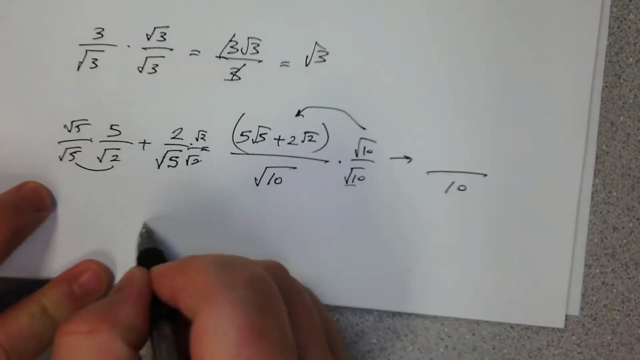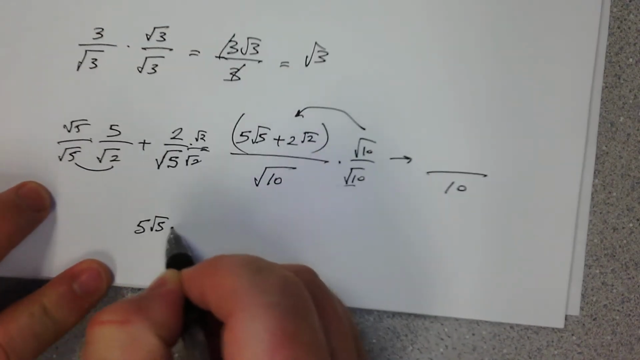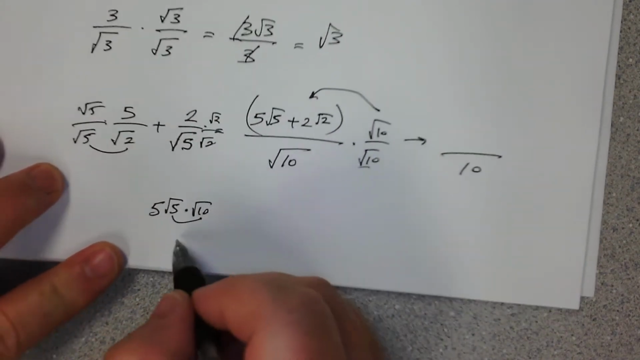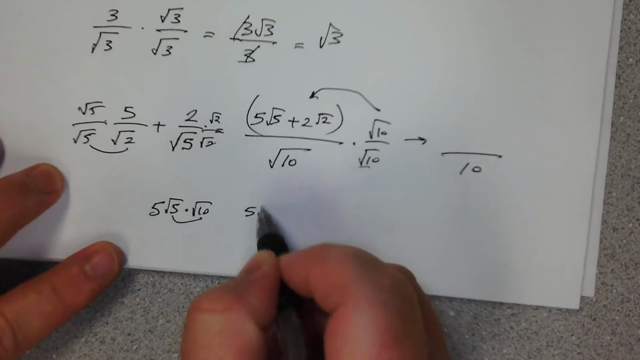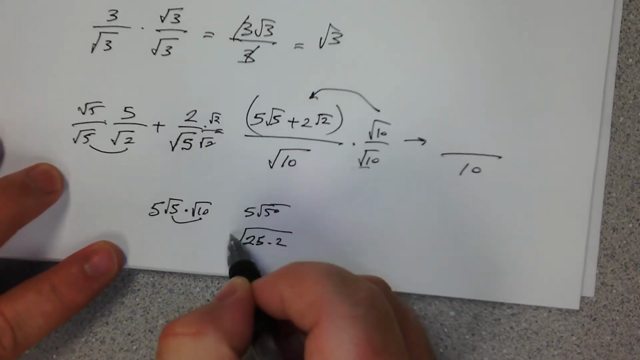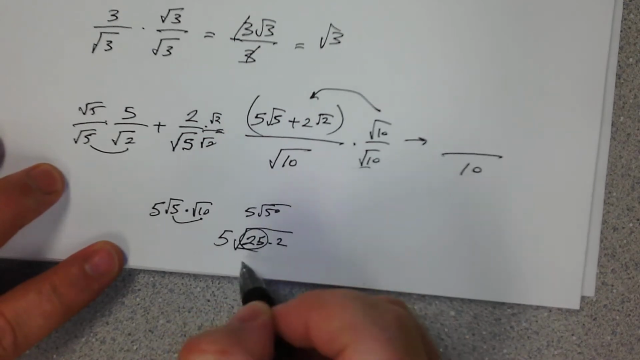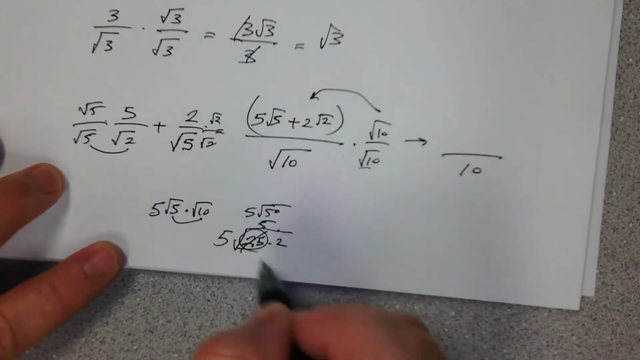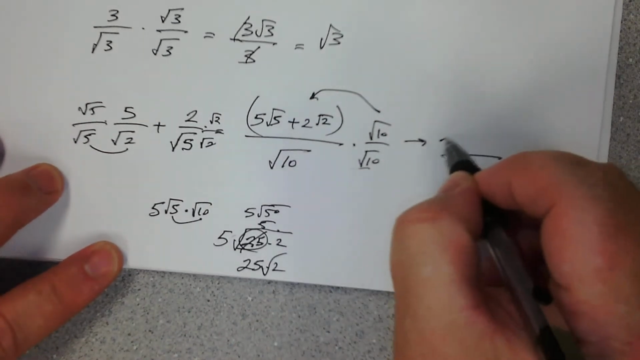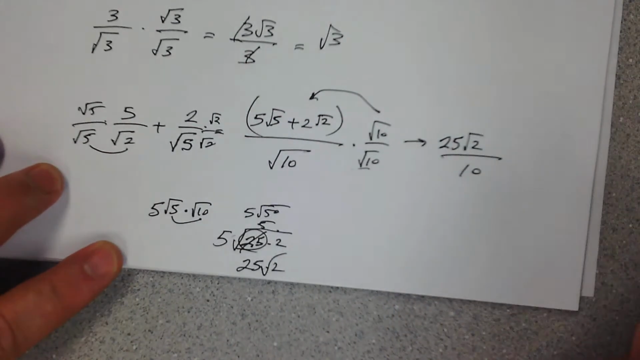Let's look at this right here. 5 root 5 times square root 10. Well, isn't that going to be square root of 50? That's 5 root 50. But isn't 50 25 times 2? And the square root of 25 is 5, and 5 times 5 is 25. 25 times square root of 2. 25 square root 2. Okay.